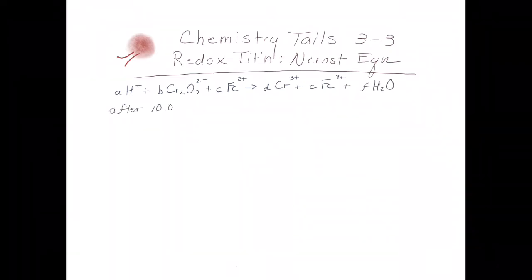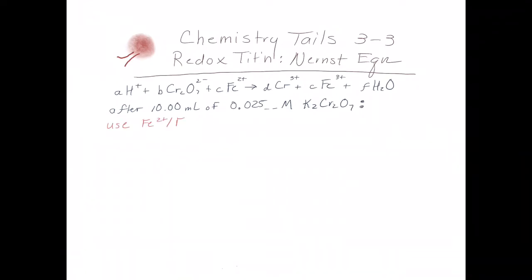Once you know that, we are predicting the cell potential after the addition of 10 milliliters of our approximately 0.025 molar potassium dichromate solution. We need to use the redox couple of the iron half-cell reaction.